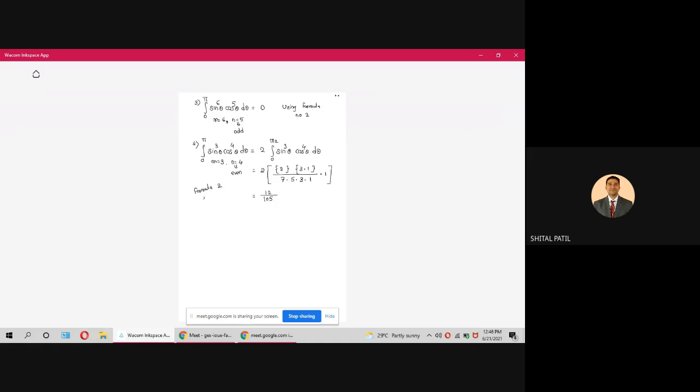Formulas 2 and 4 used. Hope you might be getting all these things very well. Okay, next, 0 to pi by 2, cos raised to 7 theta d theta. Yes, which formula is to be used?